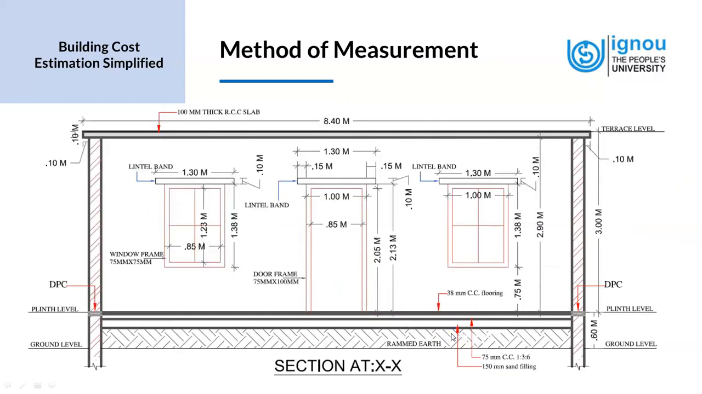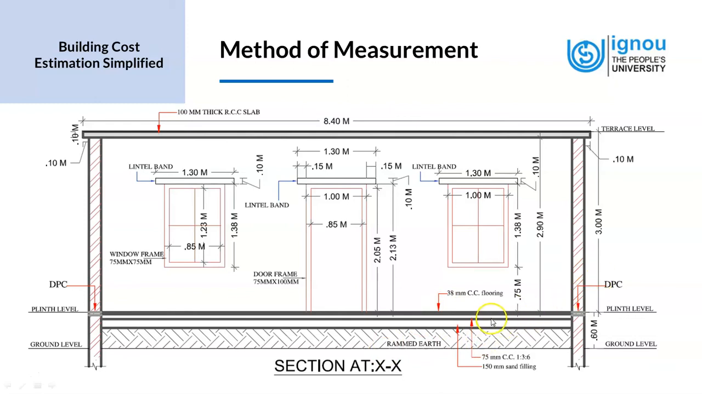Now we look into the details of the section of the drawing, and we'll start from the ground level. So we have rammed earth above the ground level. After we construct the plinth, the area inside is filled with earth first. The hatch lines represent the rammed earth. And above that we have 150 mm of sand filling, which is 15 centimeters of sand filling.